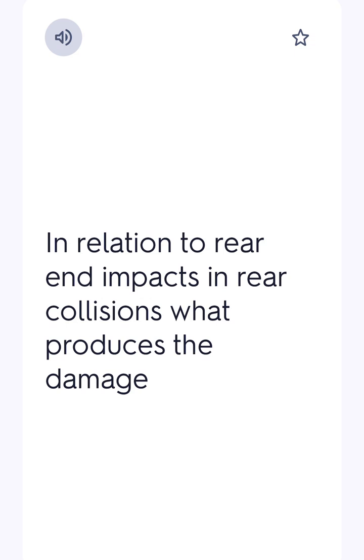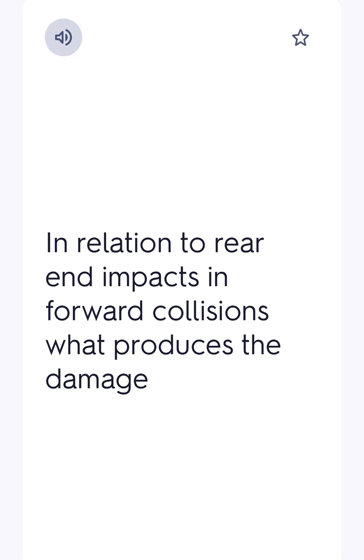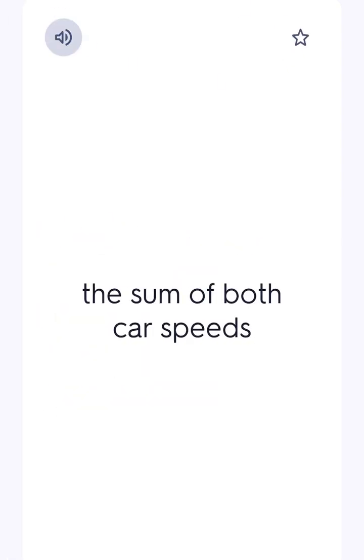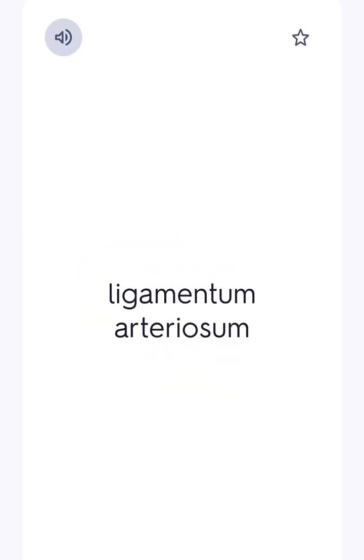In relation to rear-end impacts in rear collisions, what produces the damage? The difference between the two speeds. In relation to rear-end impacts in forward collisions, what produces the damage? The sum of both car speeds. The aorta is frequently injured in deceleration injuries. Where is the aorta usually sheared from? Ligamentum arteriosum.